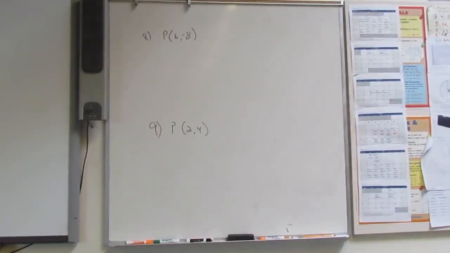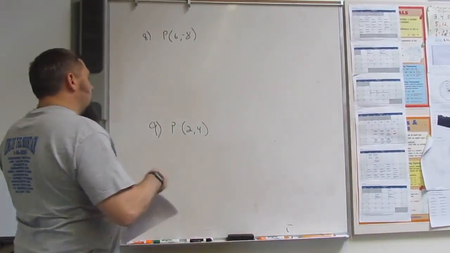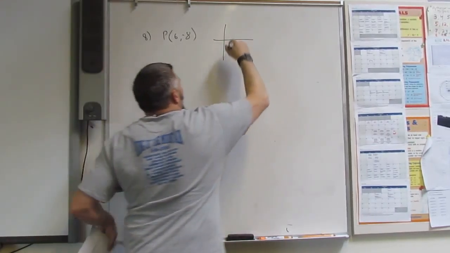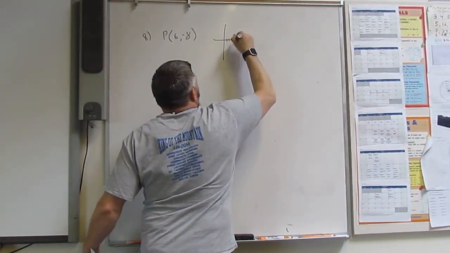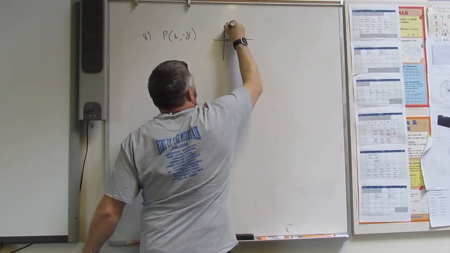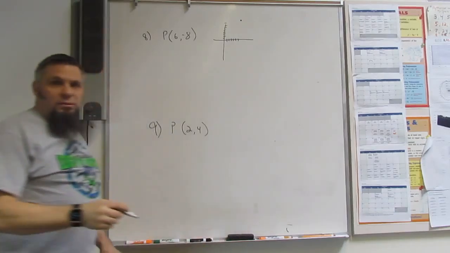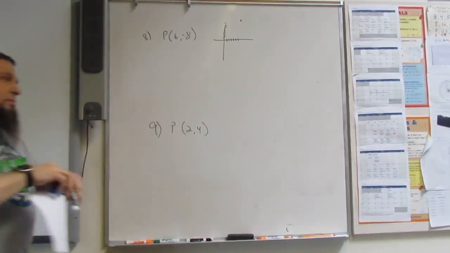Okay, so pretty simple. 1, 2, 3, 4, 5, 6. 1, 2, 3, 4, 5, 6, 7, 8. Okay? That means I have a triangle.